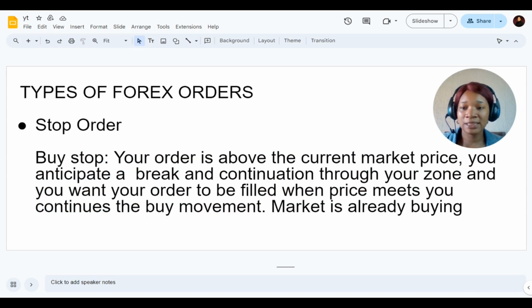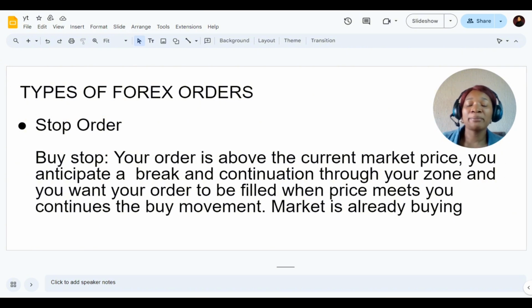Then we have another type of Forex entry order, which is the stop order. The buy stop and the sell stop, again, they are opposites. Buy stop is used when your order is above the current market price. You anticipate a break and continuation through your zone, and you want your order to be filled when the price meets you. The price comes to meet you, just like athletes do when they exchange the baton from one person to another. You want price to come and meet you and then continue in the direction.